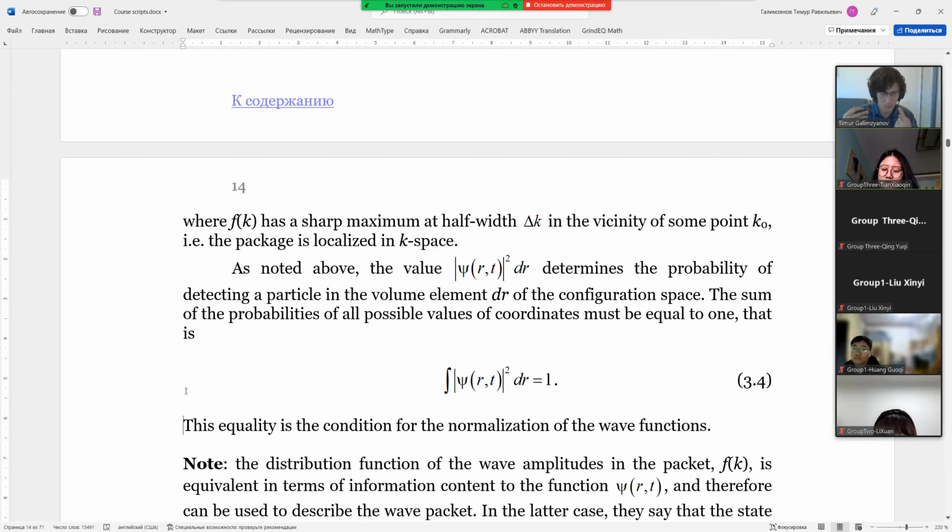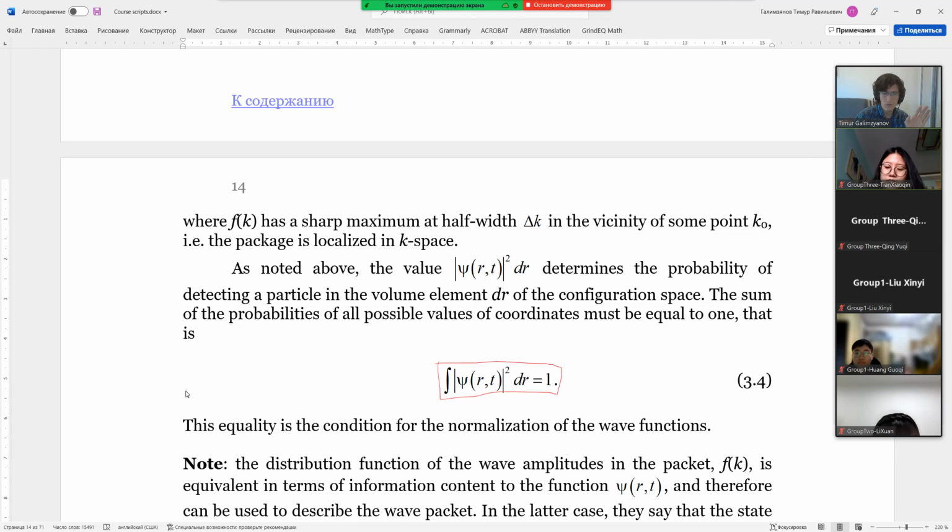If we are speaking about one particle, the probability of finding this particle in any region of the space should be 1, because we should find this particle at some point of the space. That means that the integral of this probability over the whole space should be 1. And this equation is named the condition of normalization of the wave function.